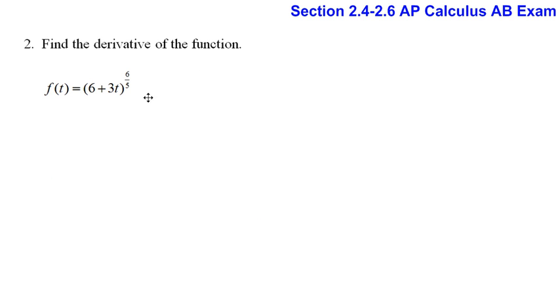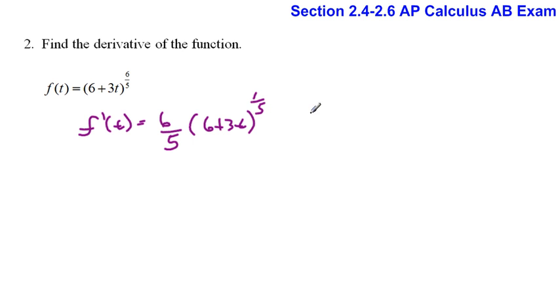Problem 2, find the derivative of the function. Again, it's the same thing as the first, just now we have a fraction here. Think of this as our u. To find f prime of t, I'm going to bring my 6/5 down, so that's 6 over 5 times 6 plus 3t, and then we're going to have 6/5 minus 1. Our 1 is 5 over 5, so 6 minus 5 is 1 over 5.